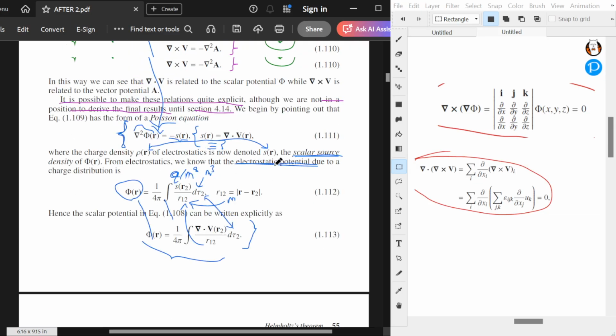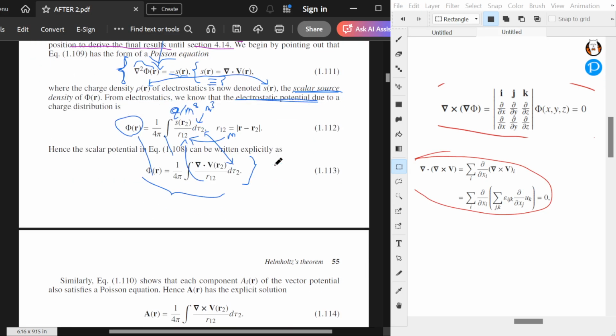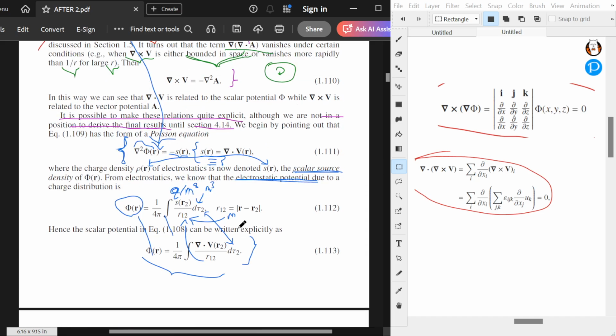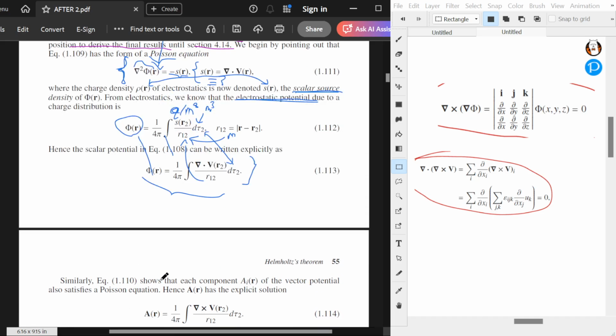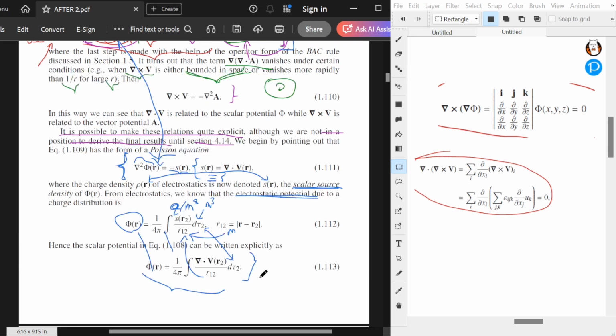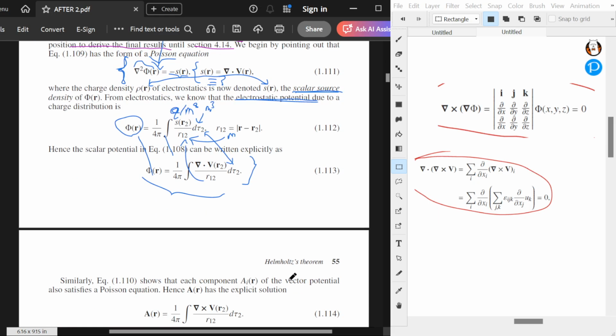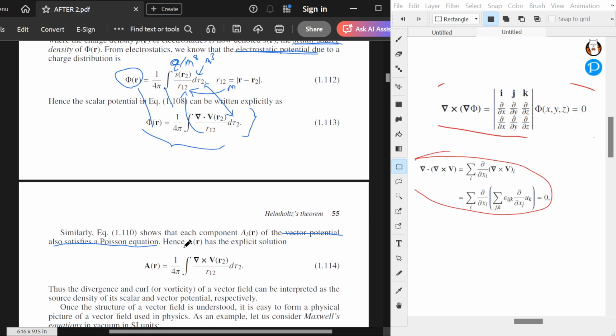Similarly, 1.110, we deal with the curl now, shows that each component A_i of R of the vector potential also satisfies the Poisson equation. Hence A(R) has the explicit solution.